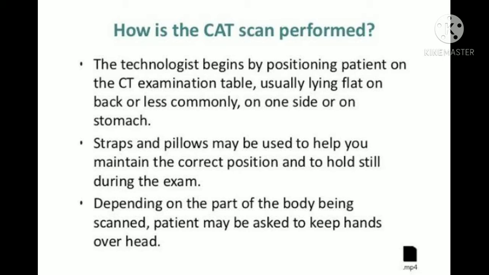Then the X-ray tube rotates around the patient, shooting straight beams of X-ray through the body. As the X-rays leave the patient, they are picked up by the detectors and transmitted to the computer. The thickness of the tissue represented in each image ranges from 1 to 10 millimeters. How does this CT scan work, or how is the scan performed?